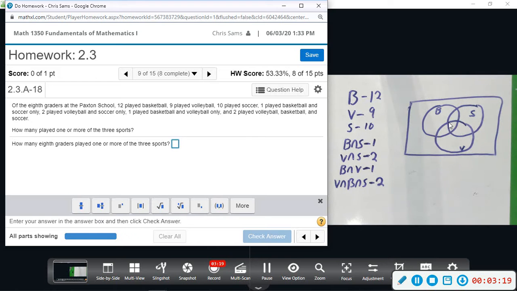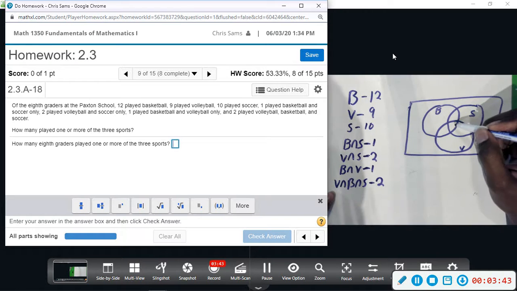When you set these up, you're going to work from the very center, the inside, and work our way outside and fill in everything. And to get our answer, we're going to add up the part that is B alone, S alone, and V alone. And that will tell us how many students played one sport. So we're going to start from the very center, this last piece of information. 2 people played volleyball, basketball, and soccer. So in the very center, where all 3 of these circles collide, right here, is the number 2.